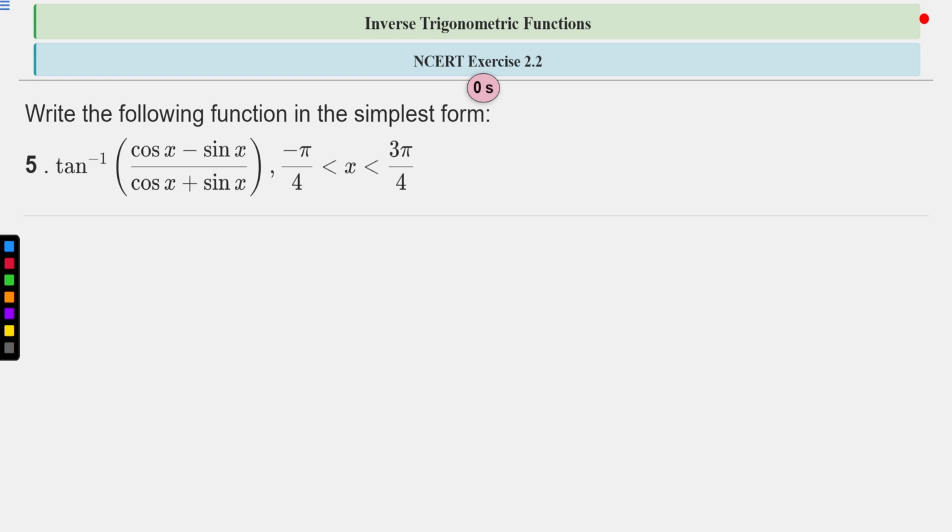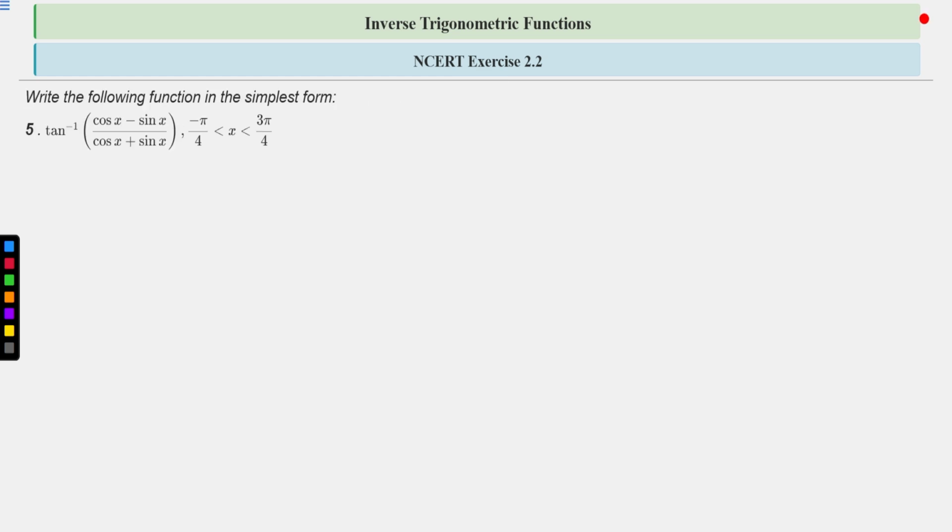So let us discuss the solution part. The answer is pi by 4 minus x, right? The answer is like pi by 4 minus x. So how will we get it? Let us see. Let us see the solution part.